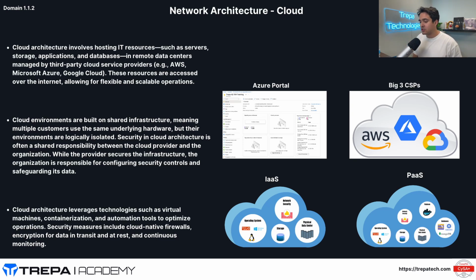Key notes. Don't want to drag on too much. Cloud architecture leverages technologies such as virtual machines, containerization, and automation tools to optimize operations. Some security measures that are included in the cloud are native firewalls. So our firewall services become native in the cloud. It's not a physical hardware appliance. Encryption for data in transit and at rest.